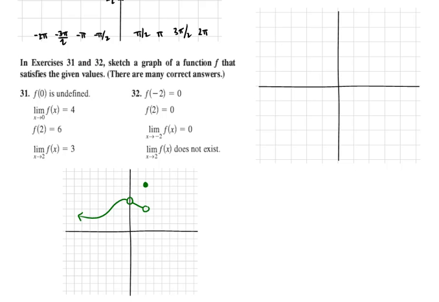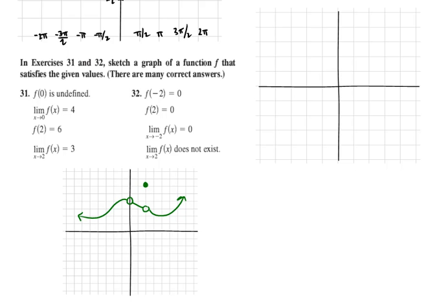So at this point we satisfy f of 0 is undefined, the limit as x approaches 0 of f of x is 4, and f of 2 is 6, and the limit as x approaches 2 of f of x is 3. So we just need to continue over to the right, and that should do it. And there are a number of different ways that you could draw a graph that satisfies these conditions, but this is one way. Alright, I'll take a look at number 32 here.